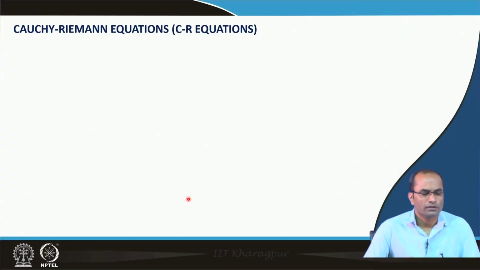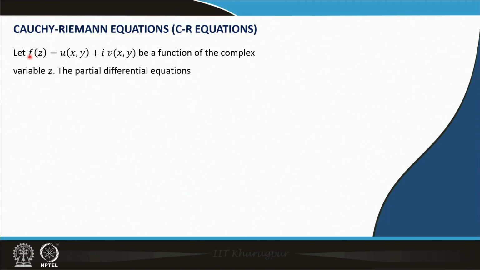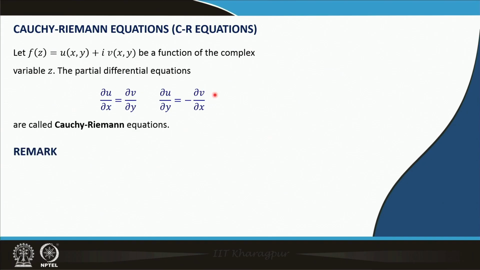and then we will go for the construction of analytic functions. So, just to recall what we have learned in the previous lecture, that was the Cauchy-Riemann equations, that is CR equations, the necessary conditions for analyticity or differentiability, that was already discussed. Just to recall, let f(z) = u(x,y) + i v(x,y) be a function of the complex variable z, then these partial differential equations, that is u_x = v_y, and here we have u_y = -v_x. These equations are called the Cauchy-Riemann equations.